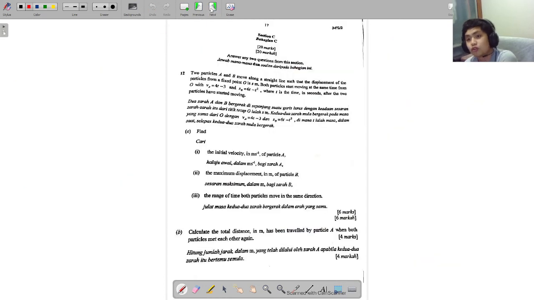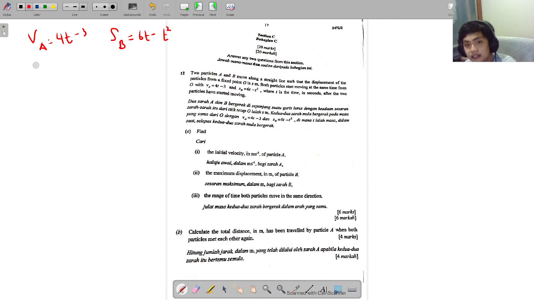So question 12: two particles A and B move along a straight line such that the displacement of the particles from a fixed point O is s m. Both particles start moving at the same time from O, where the velocity of A is VA equals 4t minus 3, and the displacement of B is 6t minus t squared, where t is time in seconds after the two particles start moving. A: find the initial velocity in meters per second of particle A.